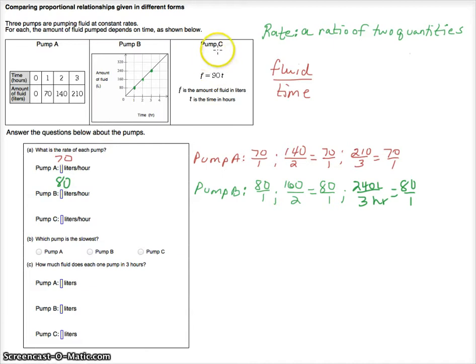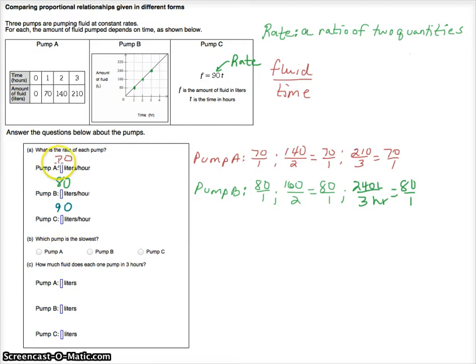Pump C is actually the easiest. F is the amount of fluid in liters, T is the time in hours. And so it's saying F equals 90 times T, 90 liters per hour. So 90 per 1 hour is just going to be our rate. If we look at this, the 90 is our rate, and we're going to learn more about this in the next video. So it's going to be 90 liters per hour. This part was a little bit simpler.